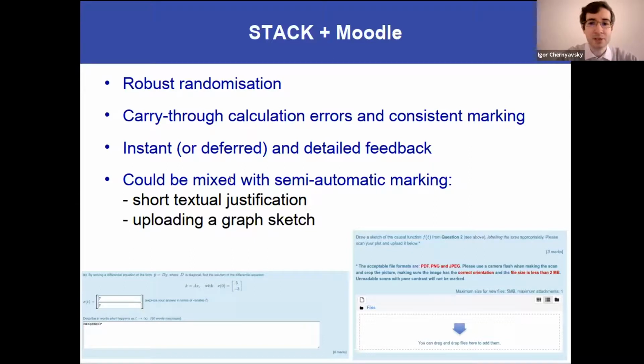And that can be mixed, and it was mixed in our particular exam paper with semi-automatic marking. So the students were asked to upload a short sketch, which is part of a Moodle question, easily mixed with STACK, and also to enter a textual comment, not automatically assessed, alongside the automatically marked numerical entry. So that is flexibility. Of course, that means at least an aspect of the question is marked manually, but compared to the amount of work, it's relatively minor. And it certainly allows a bit more insight into what students actually learn if we cannot assess it using the standard techniques in STACK.